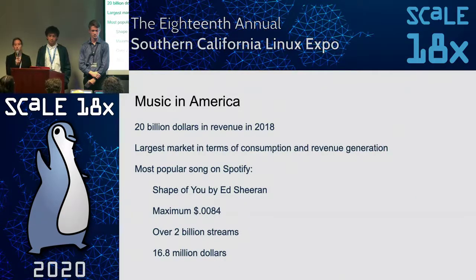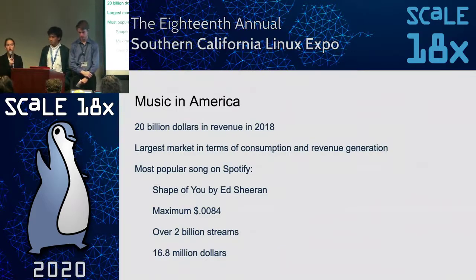The most popular song on Spotify, or the most played song, is Shape of You by Ed Sheeran, and people don't get a lot of money for their streams, but the maximum you can get is 0.0084 cents. But this song had over 2 billion streams, which means it made over $16 million, which shows how big of an industry it really is. And once AI gets to a level where you can mass produce amazing songs that people will want to listen to, we're talking a lot of money here, people.